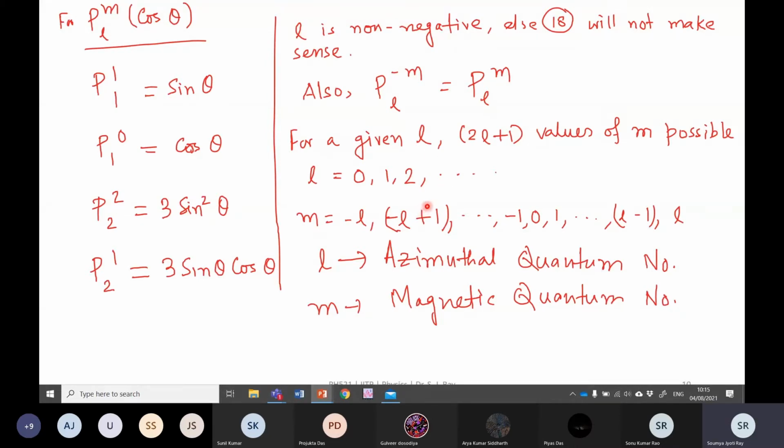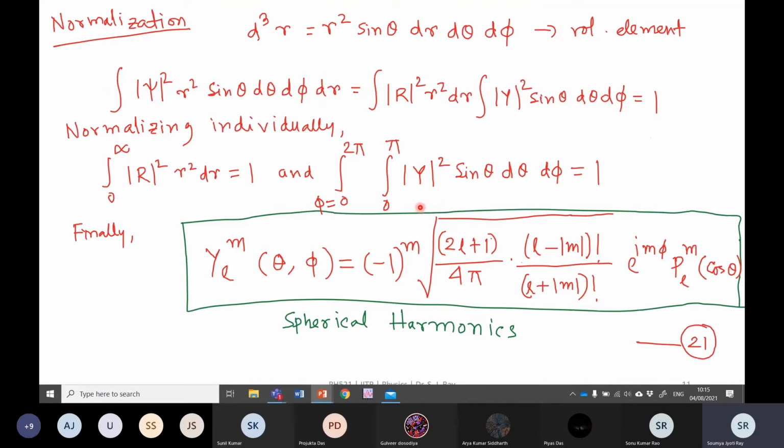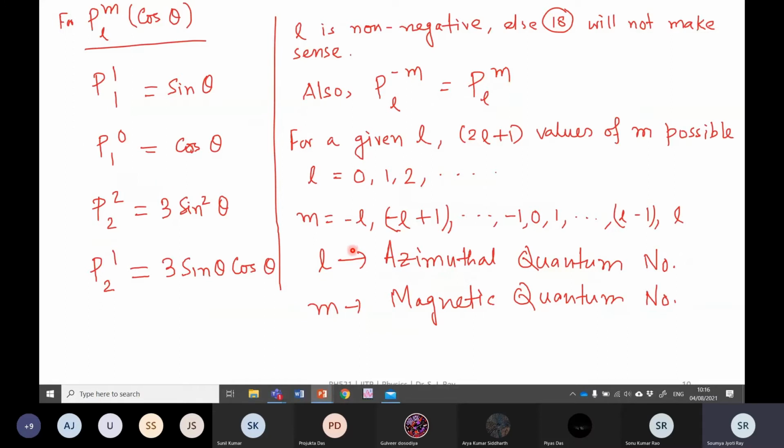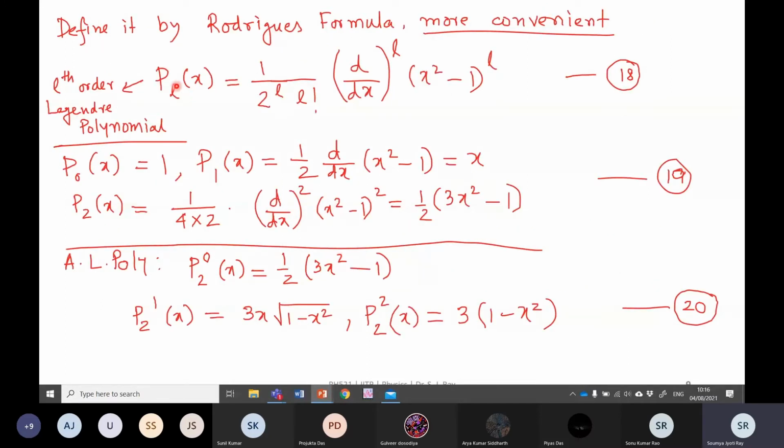Today we'll look at how we can proceed further. The first thing we'll do is find the coefficient of this expression. We are trying to find the solution; one solution is PLM, and the other is e to the power im phi. These are the theta and phi parts, and together they constitute the total angular part of the function, that is YLM. Now we want to know the coefficient. The only way to do this is to normalize the wave function.